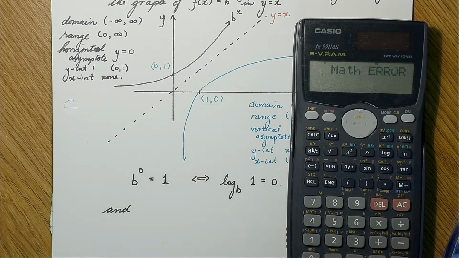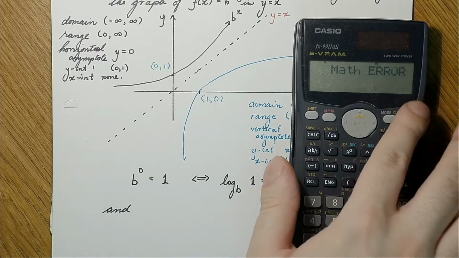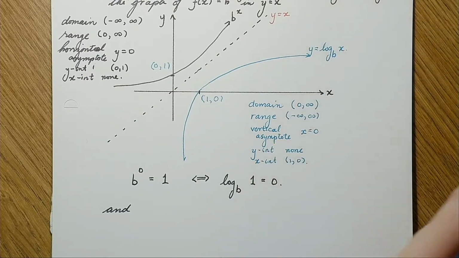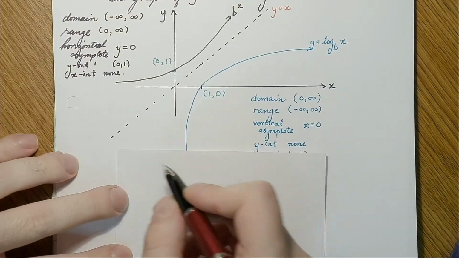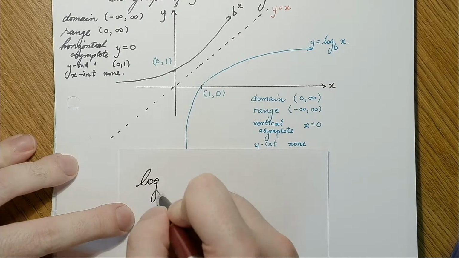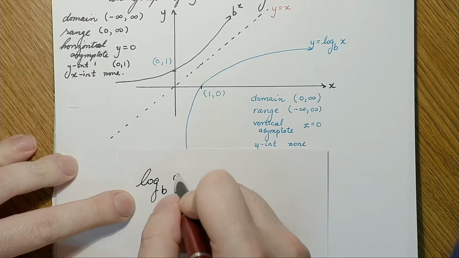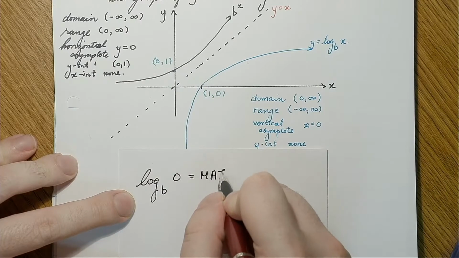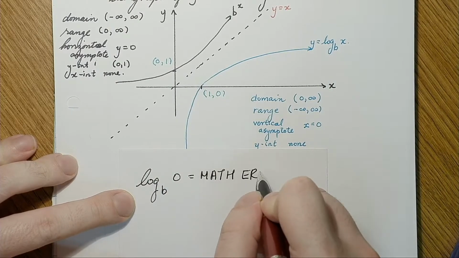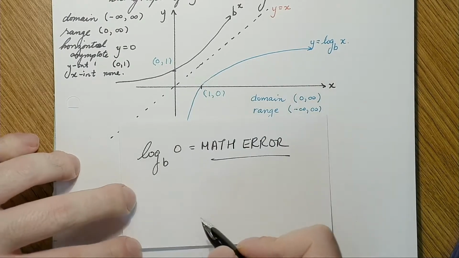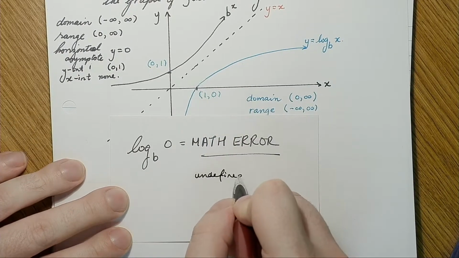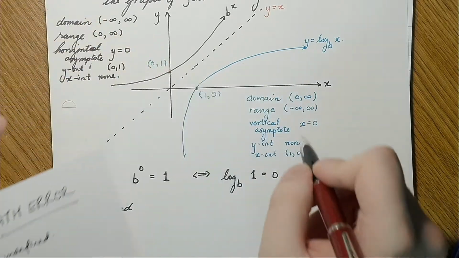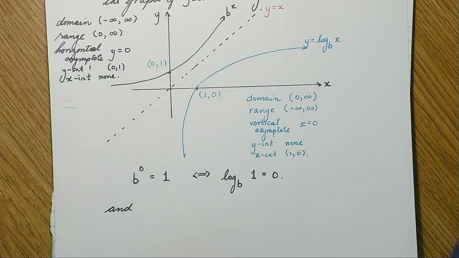It's not like the calculator doesn't know what to do. Well, it doesn't because it's not defined. So we need to know why. You always see those math memes where they go log base b of 0, and they'll equal math error. Yeah, it's just not defined, so it's undefined. And again, the reason for that is it's not in our domain.